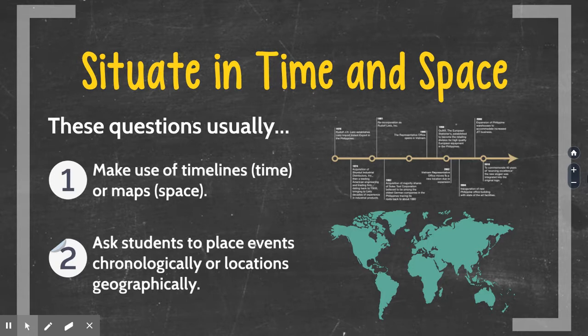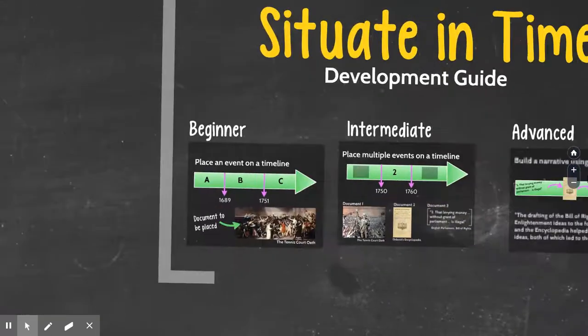These questions will usually make use of timelines for the situate in time aspect, and they will make use of maps in the situate in space aspect of this particular intellectual operation. They're usually going to ask students to place events chronologically or locations geographically. It's pretty straightforward, not a lot of hidden meaning here.